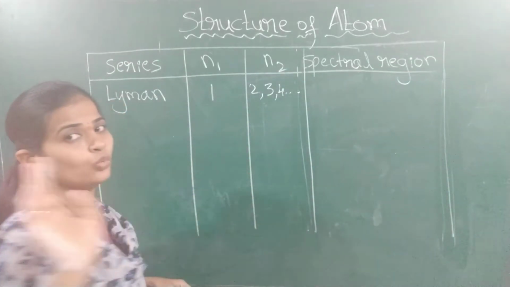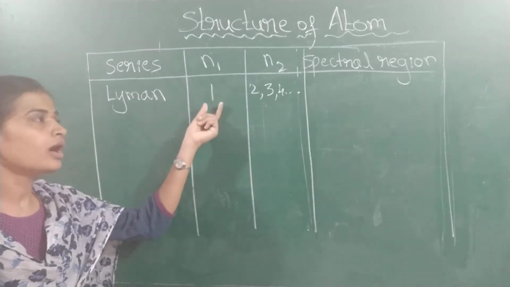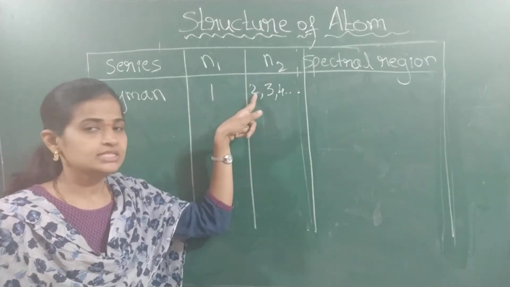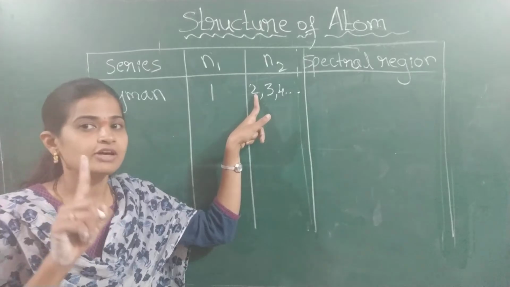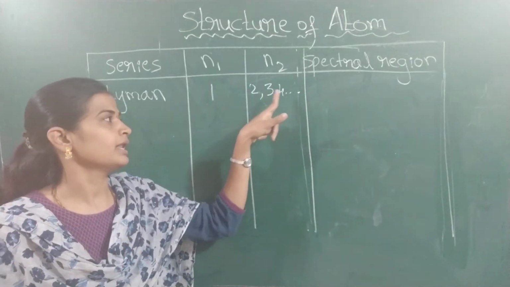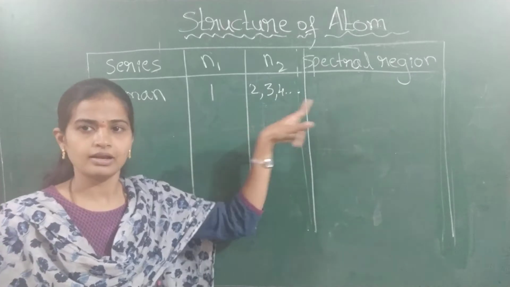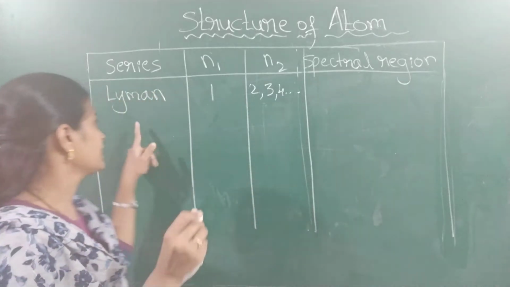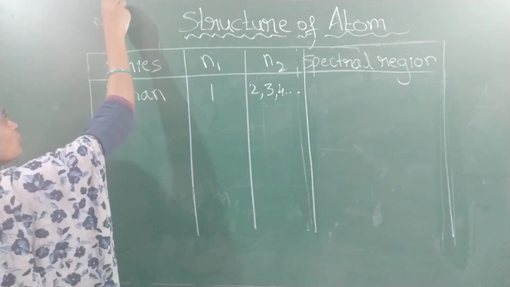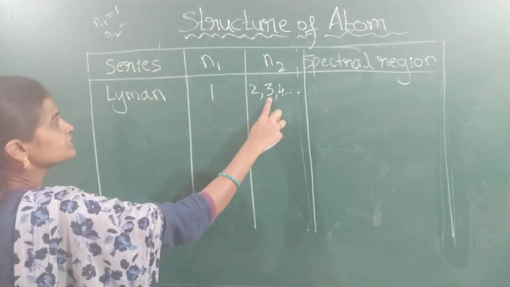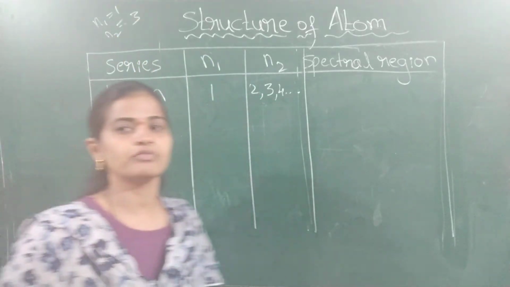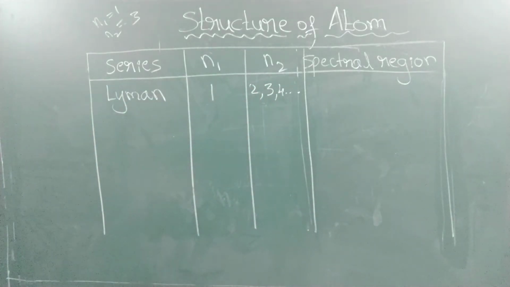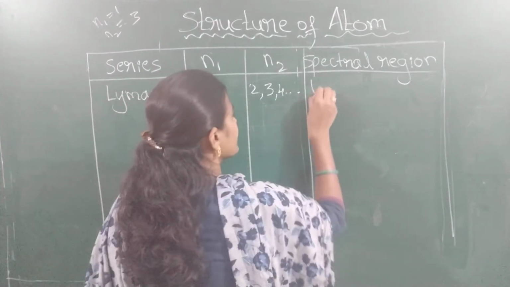Calculate the wave number for the second line of the Lyman series. You need the n1 and n2 values. The n1 value will always be constant for the Lyman series, but the n2 value is 2 for the first line, 3 for the second line, 4 for the third line, like this. So n1 will always be 1, and n2 is 3 for the second line. Like this we should know how to take the values. Got it? Now the Lyman series falls in the ultraviolet region.